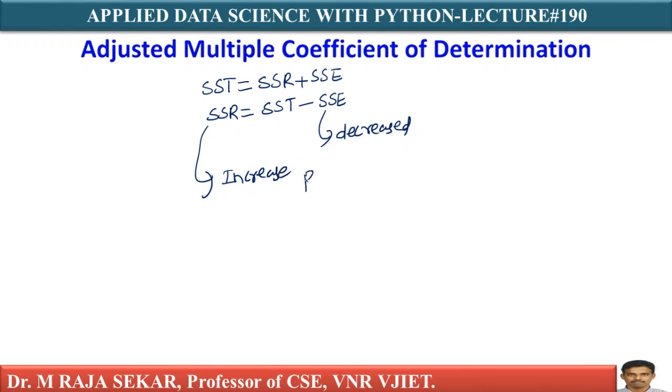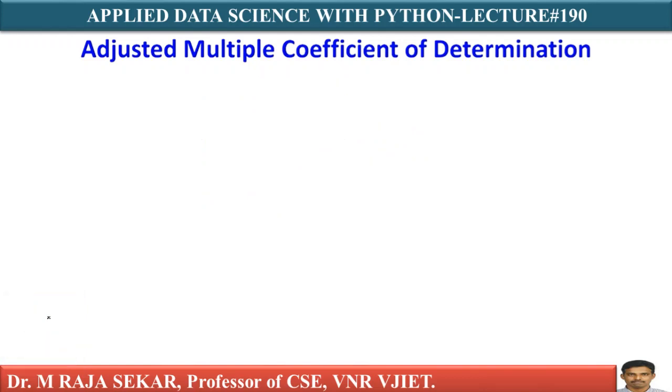Isn't it? Therefore, what is the R square formula? SSR by SST. As SSR is increasing by introducing a new independent variable, your R square value will also increase. So instead of using R square, we are going for adjusted R square. Adjusted R square, or the adjusted multiple coefficient of determination, is useful. What is the purpose? It is used to determine whether the added new independent variable is really an explaining variable or a noise variable.